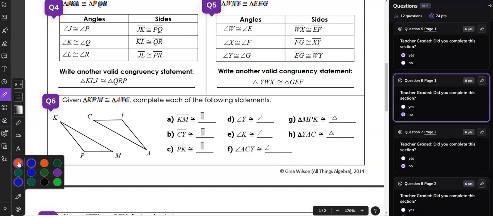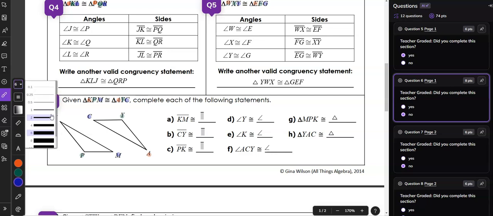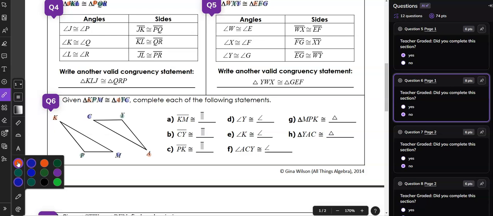Again, I'm going to go ahead and just highlight the corners. So K and A, P and Y, M and C. Now, of course, if you're not highlighting, if you are doing proper congruence markings, the way that's going to look is you're going to have one arc mark here at K and one with A. And then you'll have dual arc marks here at P and two here at Y.